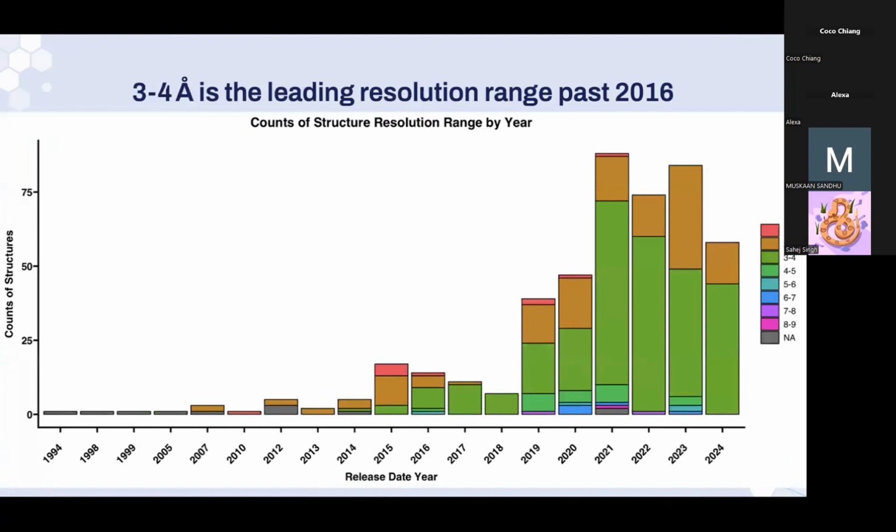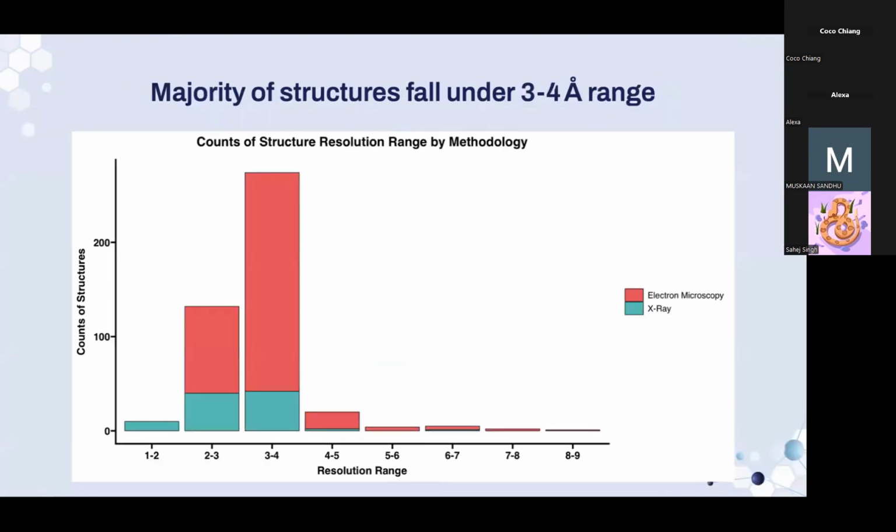We also are taking a look at the resolution range and structure resolution. Prior to 2016, the majority of the structures had a resolution of less than 3. After 2016, we see a decrease in structure resolution, and the majority of the structures obtained each year fall under the 3 to 4 resolution range, as seen in the bar graph. Again, this reiterates that the majority of the structures fall under the 3 to 4 resolution range, and they are mostly obtained through electron microscopy.